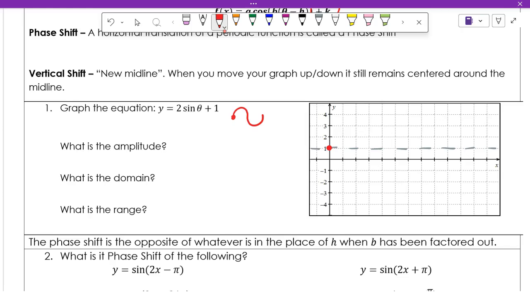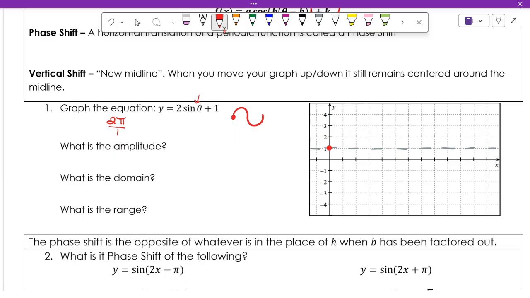And then I'm going to go whatever my period is. So let's think about that. What is the period of this function? The period is going to be 2 pi over b. Well, b here is whatever's being multiplied by the variable inside the sine function. So it's 2 pi over 1. So that means my period is 2 pi.